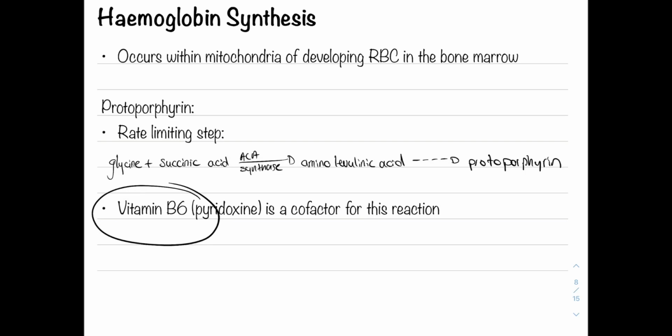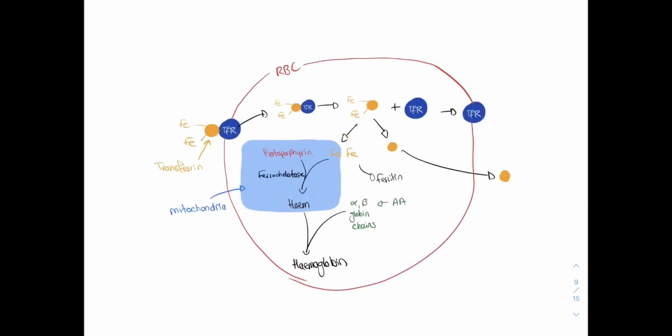Let us now discuss how protoporphyrin gets its iron to form heme, and how heme binds to globin to form hemoglobin. This is easier to describe using a diagram, so we shall do that. We will discuss the physiology of iron in the next video, so if you get confused at all, don't worry. I will describe the key points here as well.